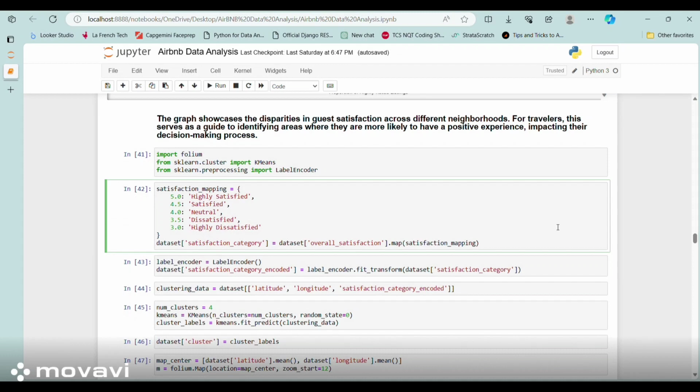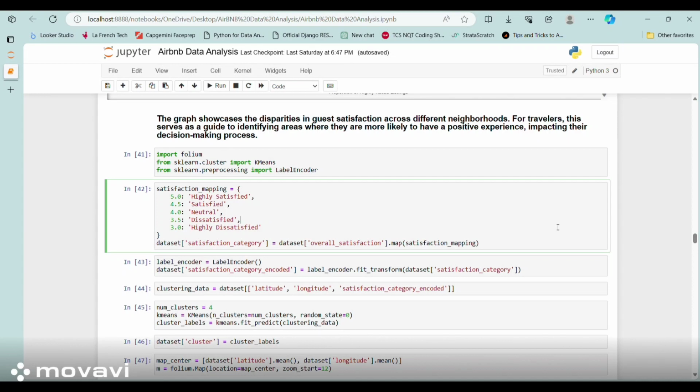Now let's connect the dots. We will use k-means clustering to group Airbnb listings based on various features like location, price, and more. This can help us identify clusters of similar listings. Once we have applied clustering, we can visualize these clusters using Folium. This creates an interactive map that allows us to explore how listings are distributed across different neighborhoods.